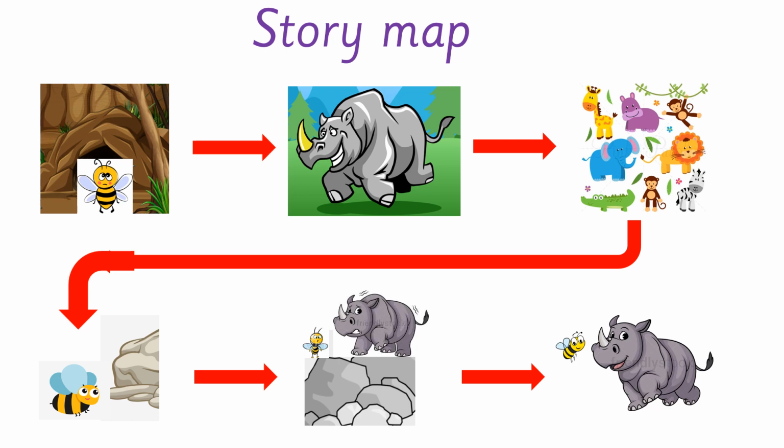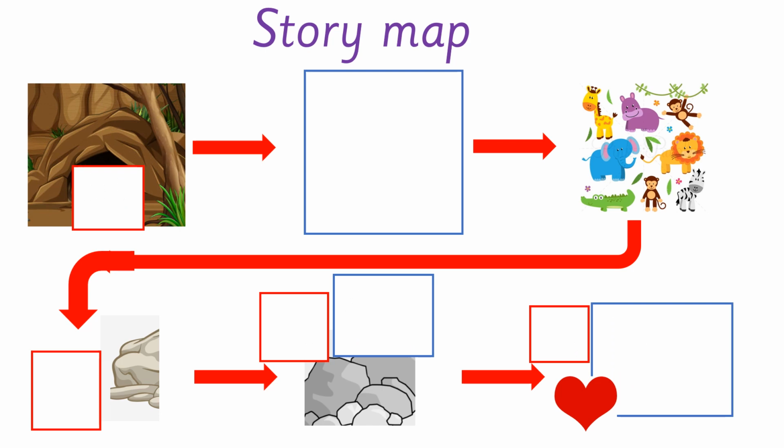So hopefully this has helped you to remember what a story map is and how we can make a story map. It's not too tricky really, and your sections of your story are going to be very similar to mine, but with different characters. So let's have a look. So what I've done here is I've made a template for your story map. So I've got rid of the pictures of my characters because your characters might be different from my characters.